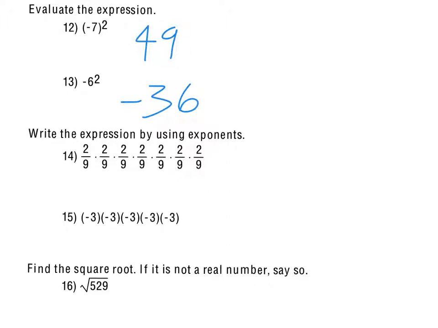For 14, writing that using exponents, there are 7 of those. So we go 2/9 to the 7th power. Just make sure you count carefully there. And 15, there are 5 -3s. We should have the -3 in parentheses because, again, our objective is to write that expression using exponents. So in order to get that, we have the -3 in parentheses.